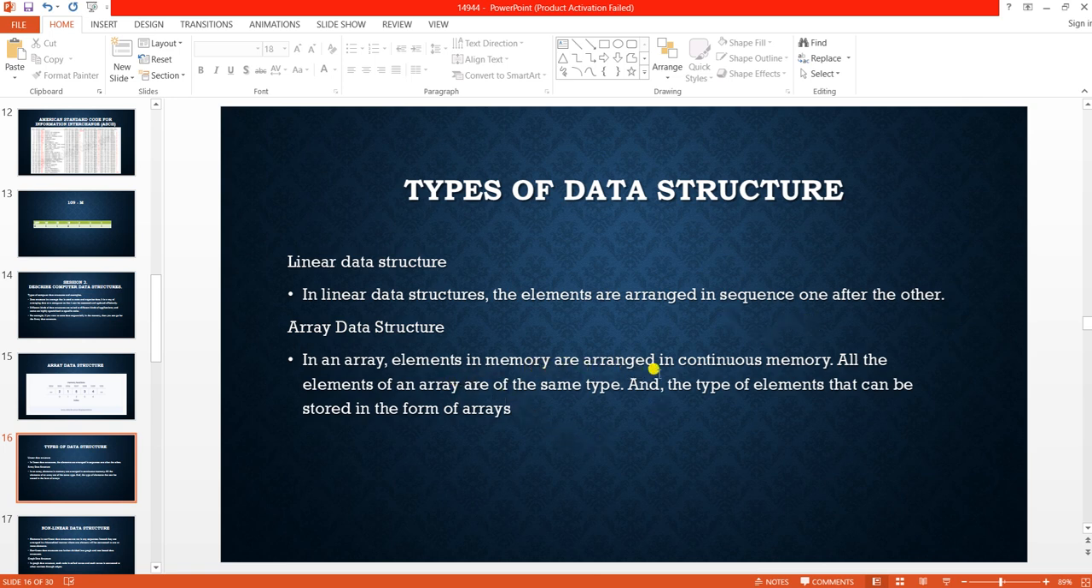Elements in memory are arranged in continuous memory. All the elements of an array are the same type, and the type of elements that can be stored is in the form of arrays, what I've just explained.